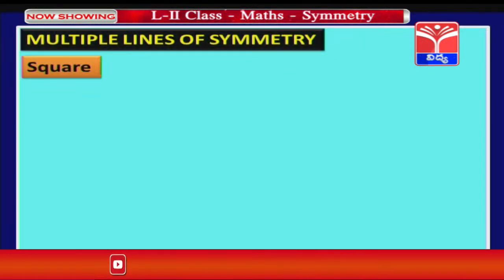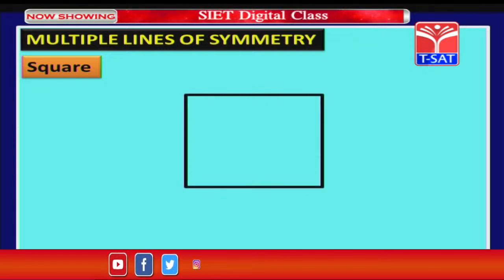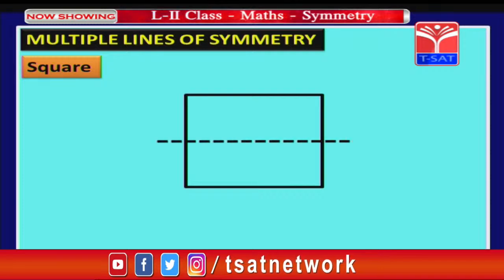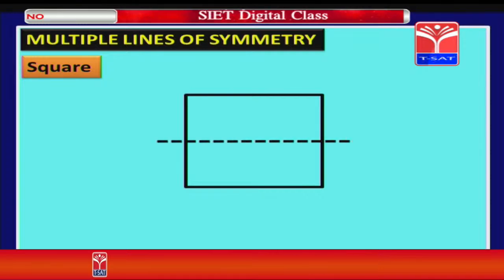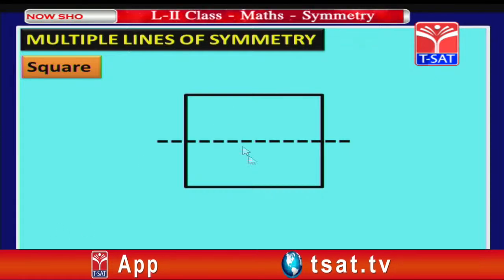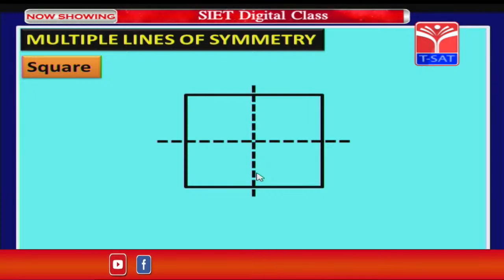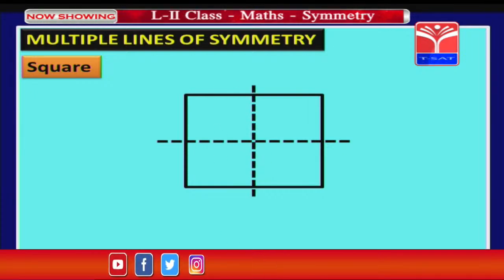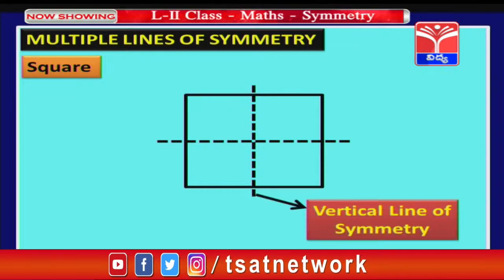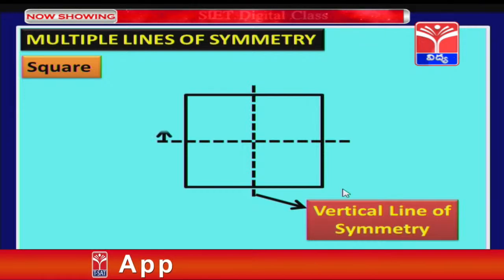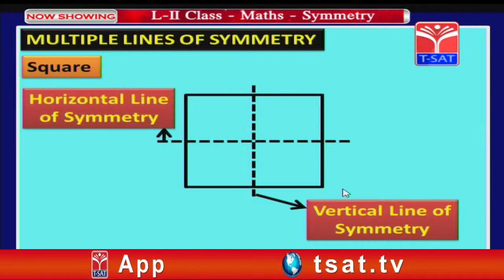Now, let us move on to our next geometrical figure children, that is a square. So, look at this square shown on your screen children. Now, if I draw a horizontal line as shown, then if you fold across this line, what happens children? Yes, both the parts coincide. And if I draw a vertical line also and fold along that line, yes, it will coincide. That means, this is the vertical line of symmetry, and the other one is the horizontal line of symmetry.